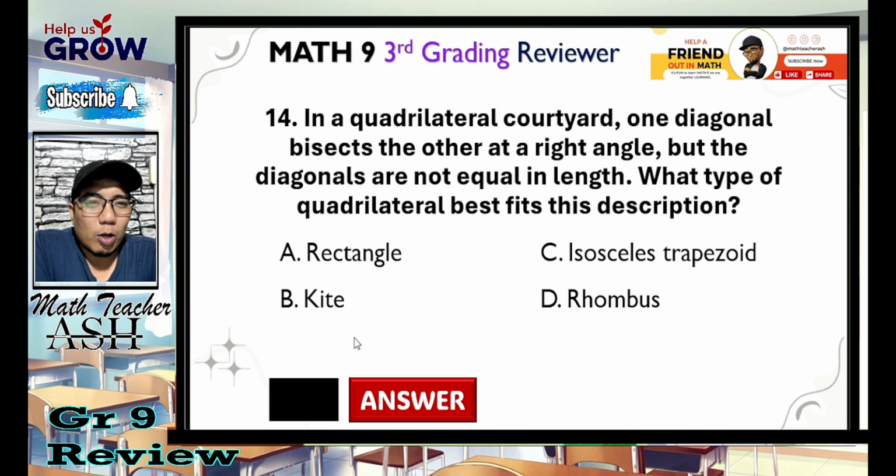In a quadrilateral courtyard, one diagonal bisects the other at a right angle, but the diagonals are not equal in length. What type of quadrilateral best fits this description? Is it A, rectangle, B, kite, C, isosceles trapezoid, or D, rhombus? I'll give you 5 seconds to think about your answer.